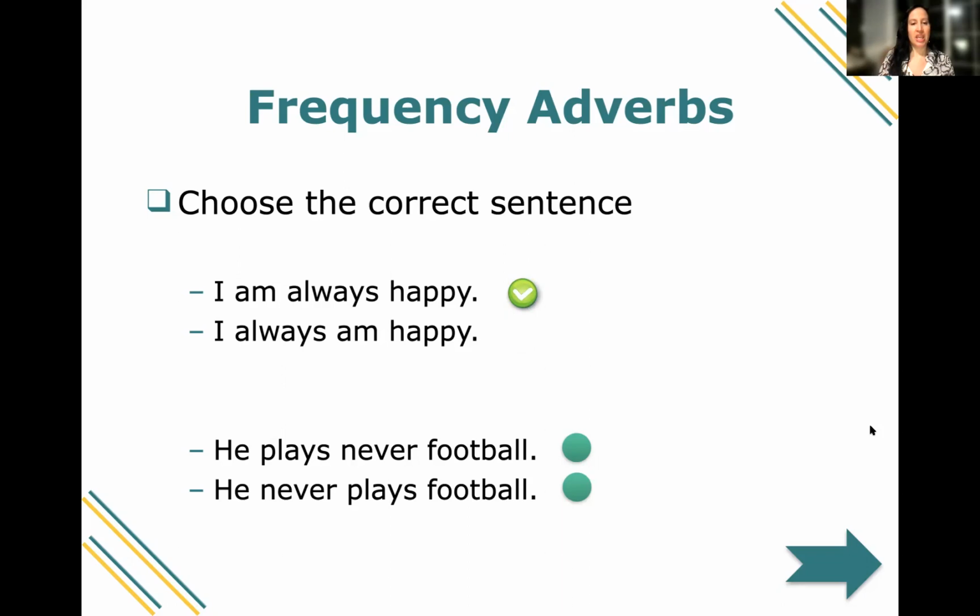Next one. He plays never football or he never plays football. I think I gave this one away. Which one? He never plays football.